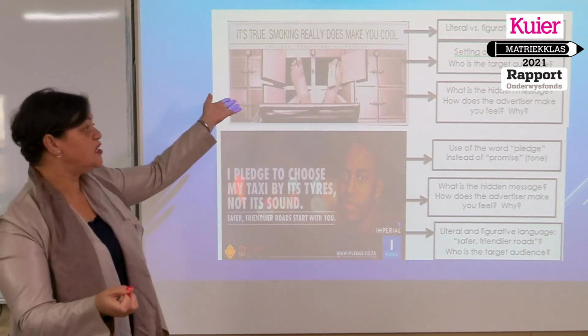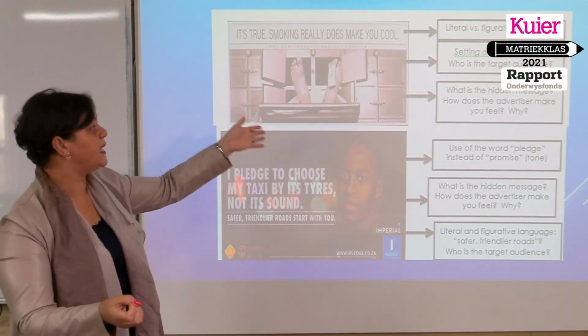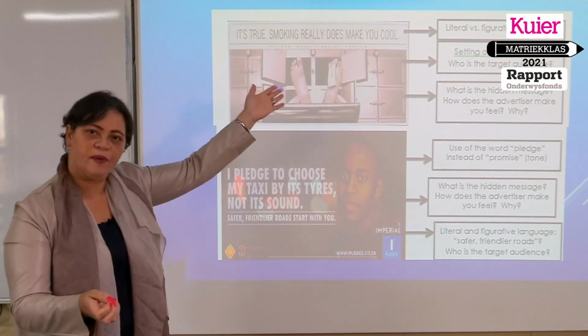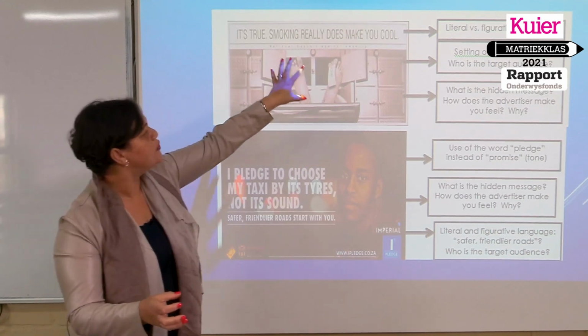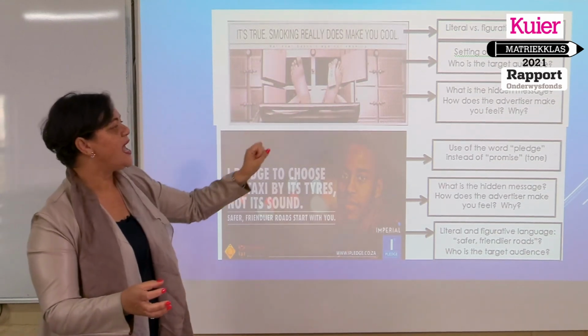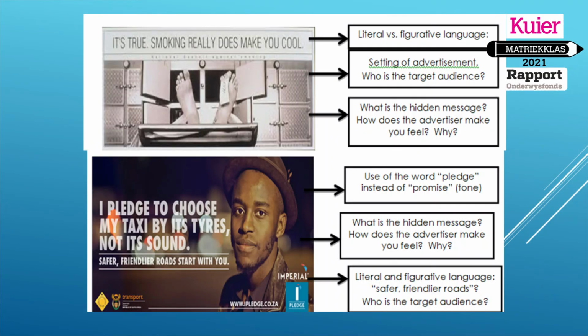The setting, very good setting because it's a morgue, it's scary, I don't want to die. Who's the target audience? All people who smoke. So this is how those things get put together, okay? How does the advertiser make you feel? The advertiser makes me feel like I want to think twice about smoking because no, I don't want to be that person in the picture. Are you with me? So that's how you analyze it based on the words that I've given you previously.